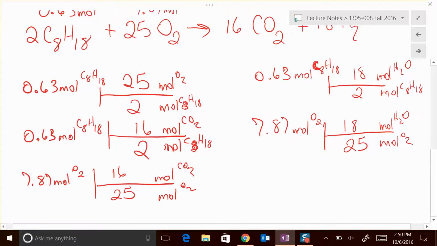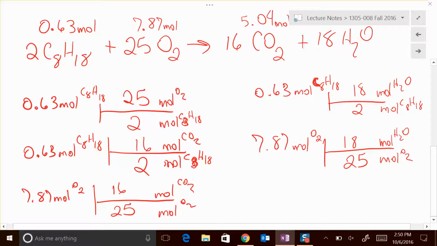Now, what if the question was, you start with 7.87 moles of O2, and they want to know how many grams of carbon dioxide are made. Well, the first process is the same. I still have to do this process right here of going from O2 to CO2, but then I can take it one step further. After I convert to the moles of CO2, I can now convert to the grams of CO2 from the moles of CO2.